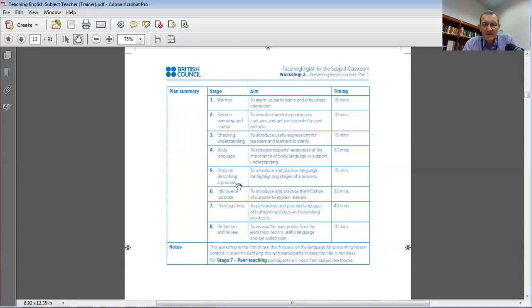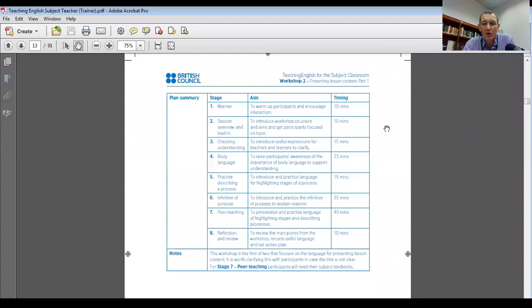So here is the summary of the workshop. It starts with a warmer, a 10-minute warmer, just to get participants into the feeling, get them back into the workshop ambience. Step 2, the overview and lead-in. So to introduce the workshop, its aims, get the participants focused on the topic. So that's 10 minutes.